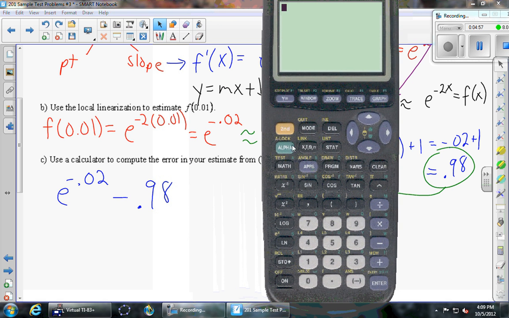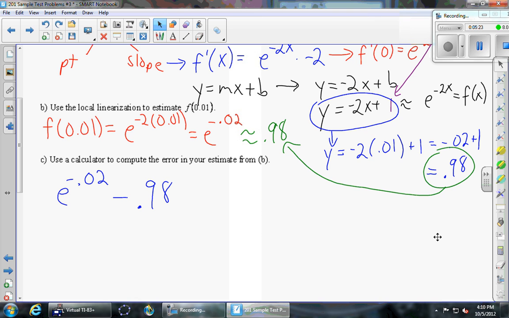So e to the negative 0.02, I'm just going to hit enter here. I want to know how close we were. We're looking for something right around 0.98, and that is pretty darn close. So that's the number from the calculator. If we subtract off 0.98, our estimate, then we get the error, which is so small that the calculator is reverting to scientific notation. So let's go ahead and put it in.